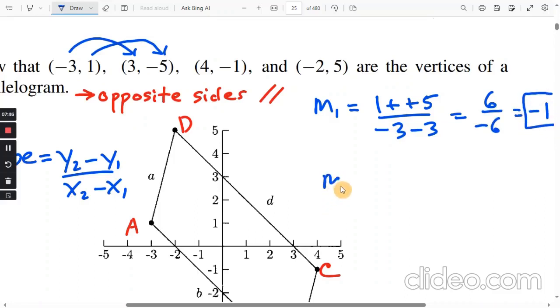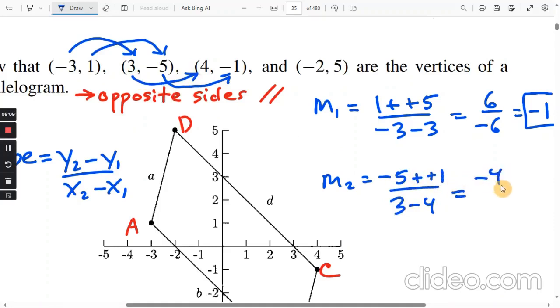Let's move on to the next pair, M2. So I'll do negative 5 minus negative 1 for the y's, and I'll do 3 minus 4 for the x. 2 negatives make it positive. Negative 5 plus 1 is negative 4. 3 minus 4 is negative 1, and that slope is 4.